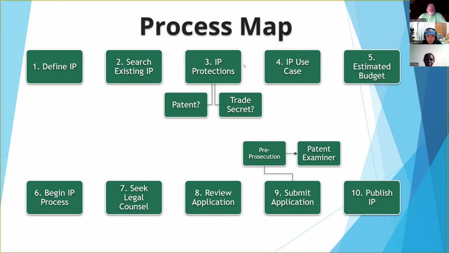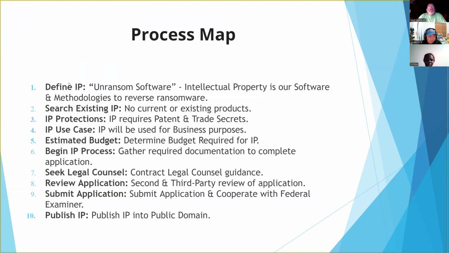And this is just a roadmap that we'll follow to get from step one, defining the IP, all the way to publishing the IP in the public domain. In detail, the process map entails defining the IP, which is just what exactly is our intellectual property, which is our software and the methodologies to reverse ransomware. We'll also be searching for existing IPs, which we haven't found. IP protection types, we determined we needed a patent and a trade secret for this. And the use case will be for business purposes. The estimated budget we haven't determined yet until we get some more information about the IP process.